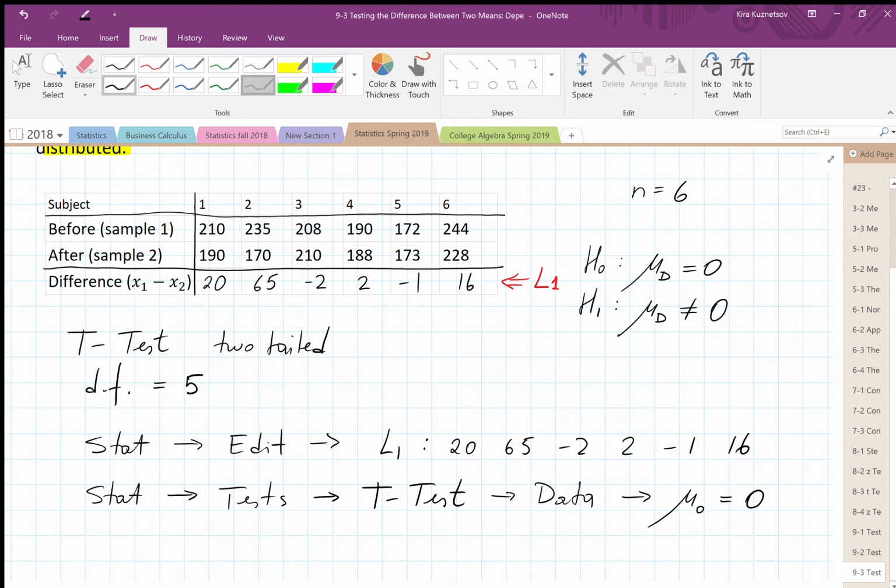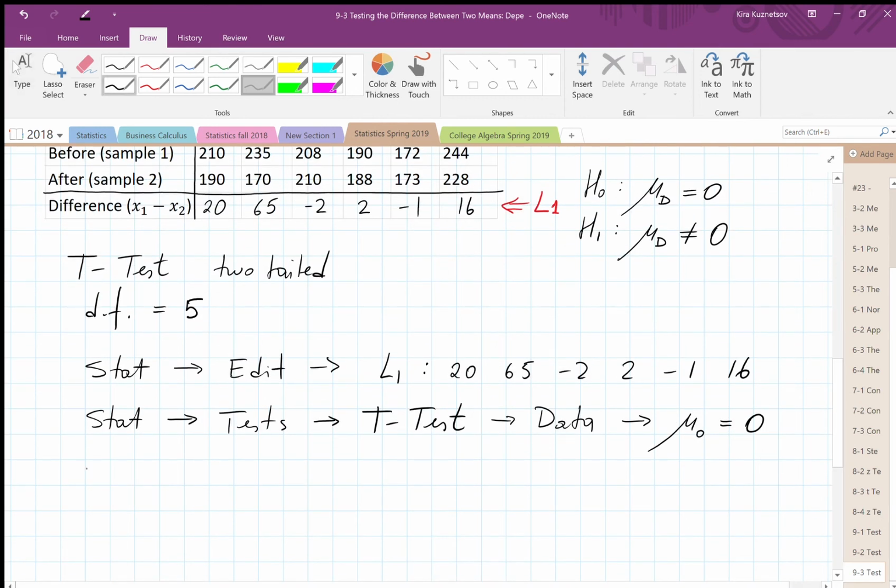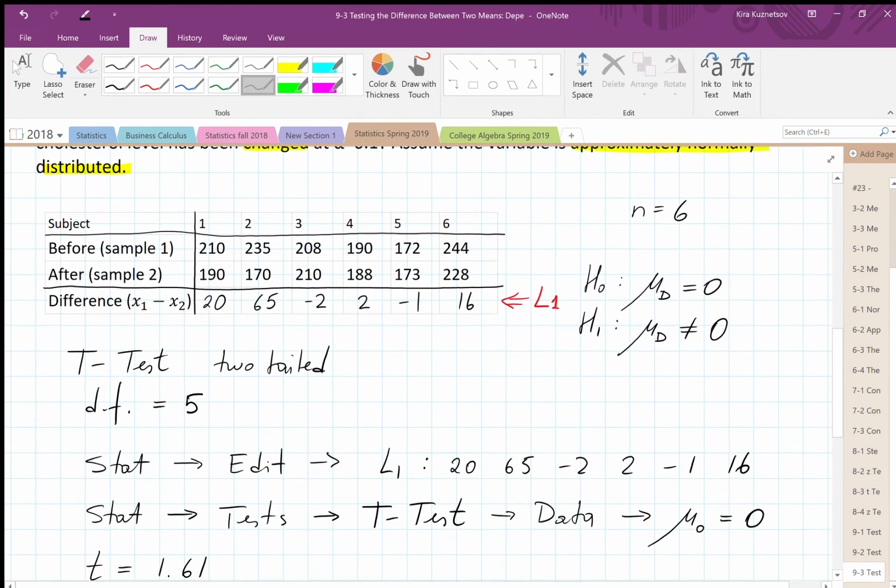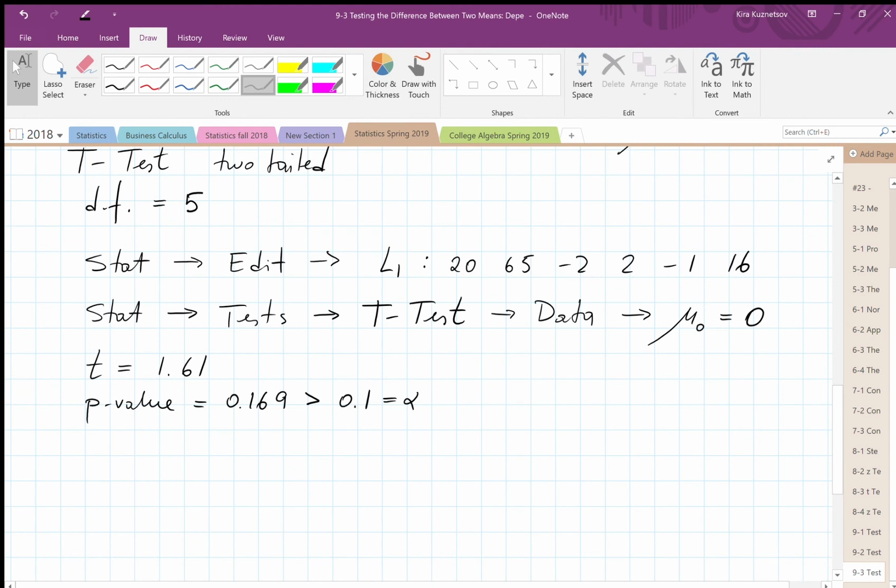For this particular example, it is a two-tailed test, so I'll choose the not equal to sign, and the rest is calculations. The t-test statistic came out to be 1.61. The p-value was calculated at 0.1687, so I'll round this up to 0.169, and it is definitely greater than 0.1, which is given to me as the alpha level back in the problem. And this suggests that we do not reject the null hypothesis.